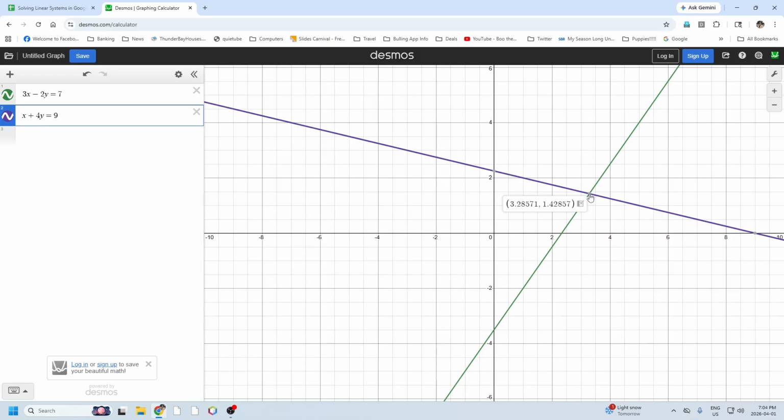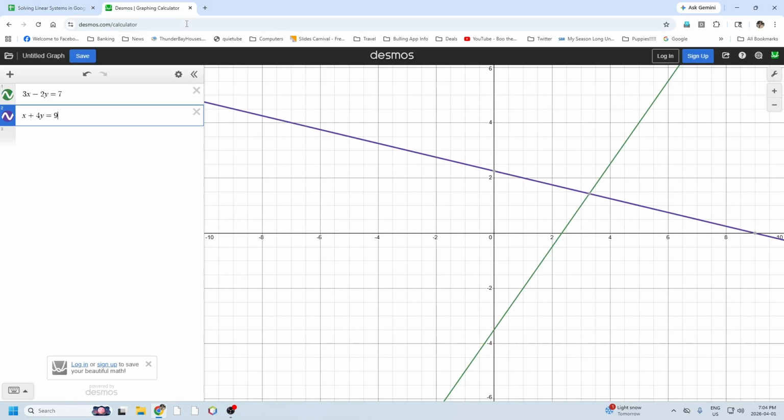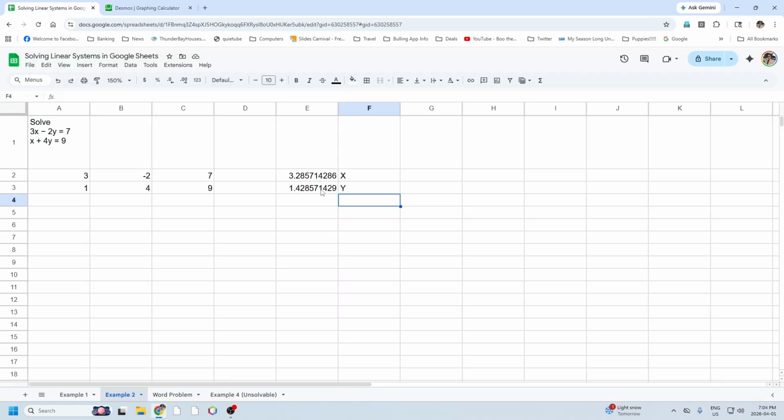So if we look, it's 3.28, and the y value is 1.42. So that is definitely the right answer. To solve something like that, that's not easy, right? If I had to solve that by hand, I can't really even do substitution or elimination. I could do it, but it's going to be fractional answers, right? So this is very quick.